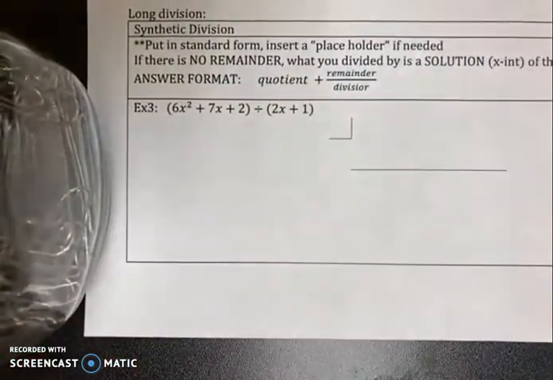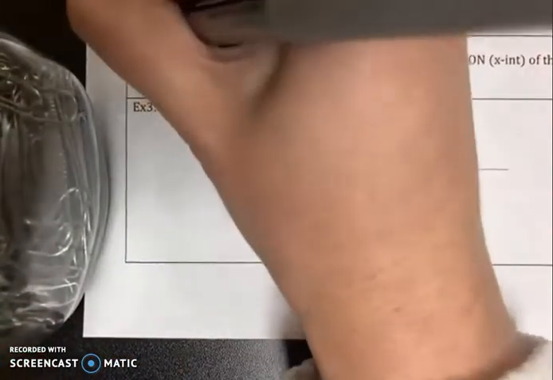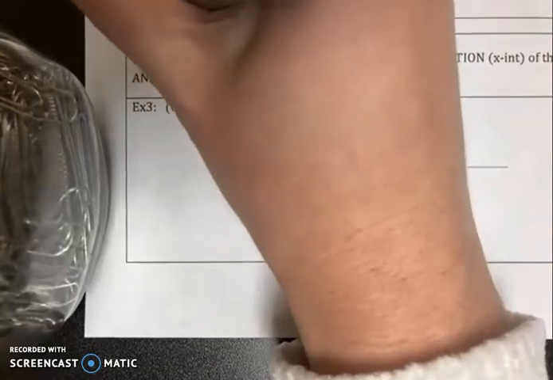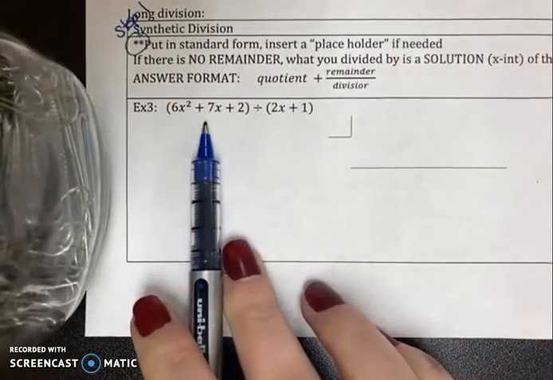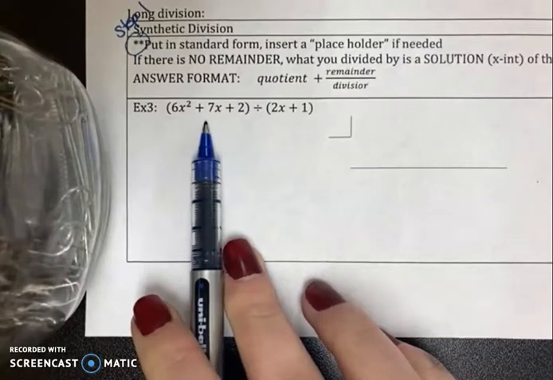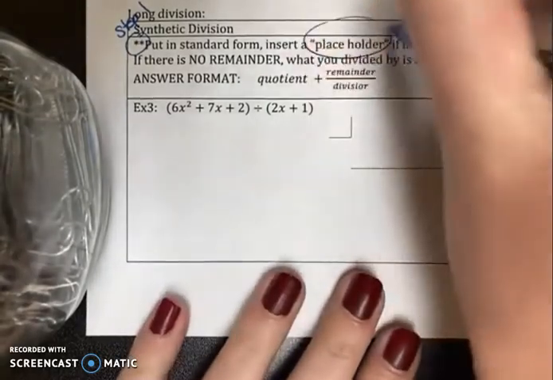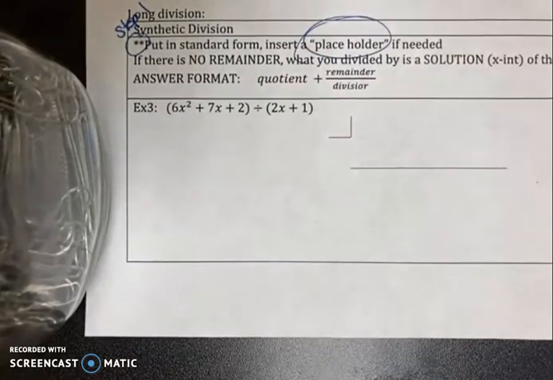For synthetic division, it has the same step 1 as long division. We need to make sure that the dividend is written in standard form and insert any placeholders. The placeholders are so important. If you do not put the placeholder, you will not get the correct answer.